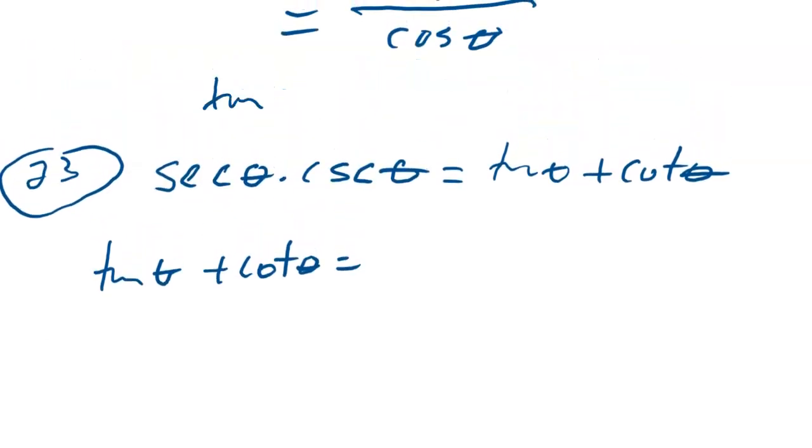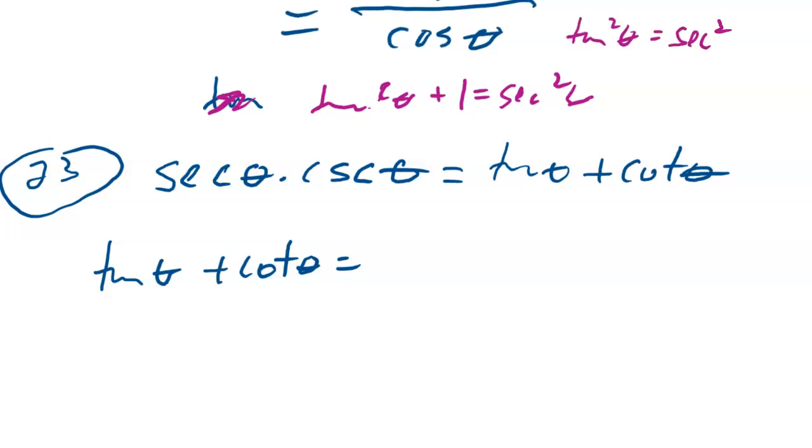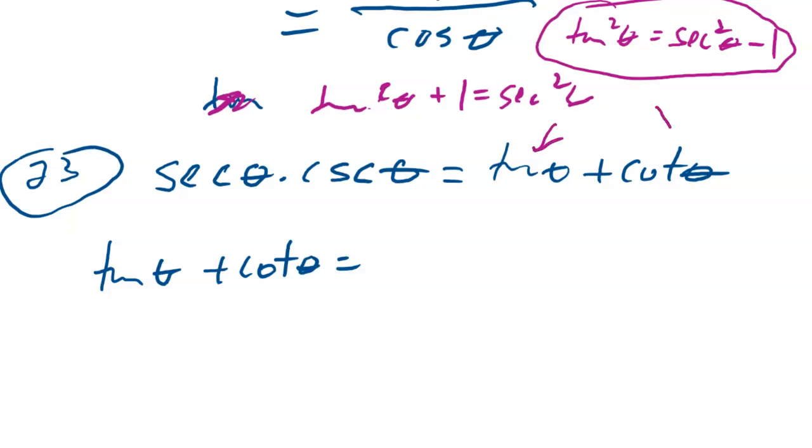Remember that tangent squared theta plus 1 is equal to secant squared theta. If I wanted to, I could say tangent squared theta is equal to secant squared theta minus 1. I can use that. And then you plug it in here, plug it in there, and then you plug the other one in there, so it'd be cosecant squared minus 1. And I think good stuff happens. I hope.